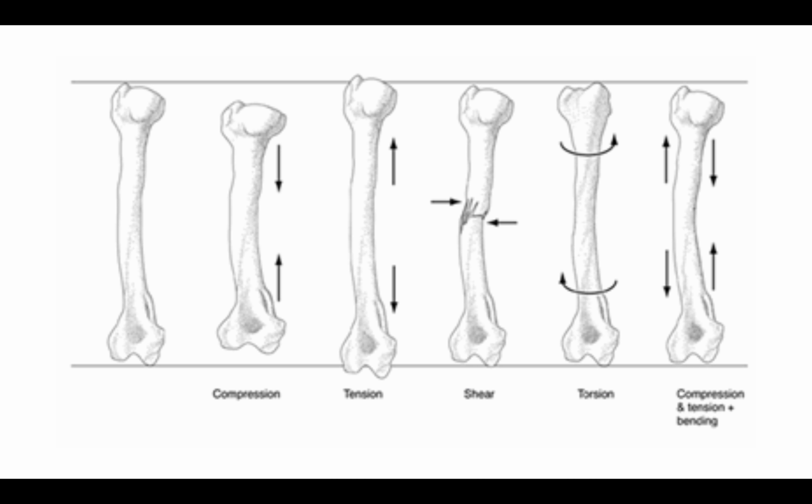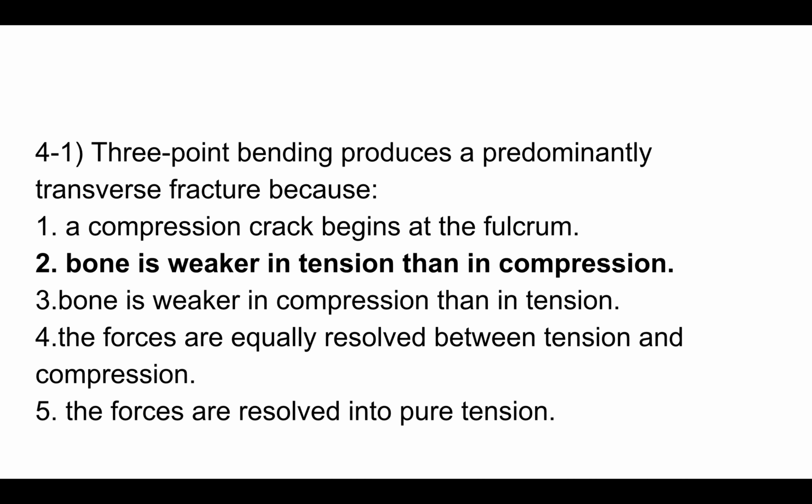This causes a crack to start to form on the underside of the bone. The crack then continues up the bone, resulting in a transverse fracture perpendicular to the shaft of the bone. As a result, we can eliminate answer choice 1 due to the fact we know the crack does not start at the pins. We can eliminate choice 5 as well since we know both tension and compression exist. Then our knowledge of biomechanics tells us bone is stronger in compression, leading us to eliminate choices 3 and 4. Thus, we are left with number 2 as our correct answer.